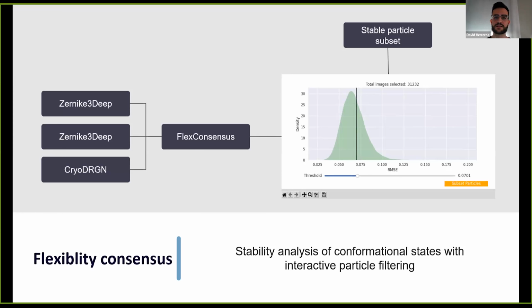So the idea of this Flex consensus is to take a lot of runs of different softwares, can be the same software run twice or 3 times, or even different algorithms, and to have a way to put them in a common space and do a stability analysis. So now, in an interactive way, you can keep only those particles that are stable, and you can do a subset into Scipion and continue with your analysis and continue getting your conformations and so on.